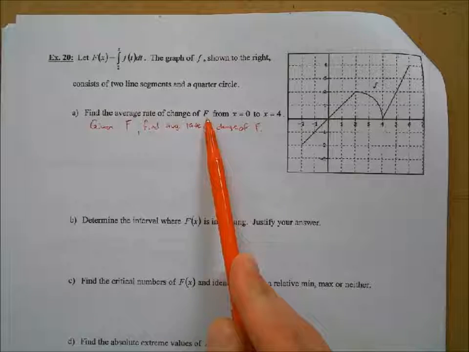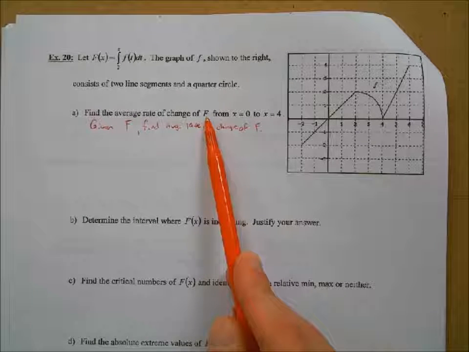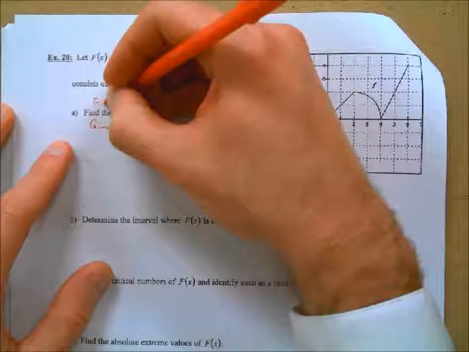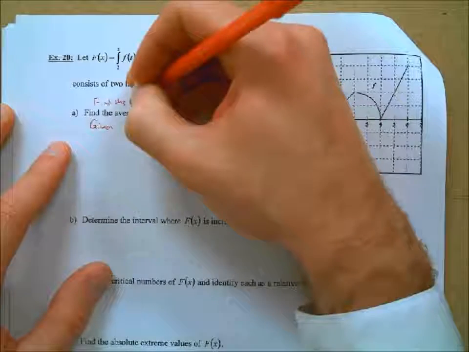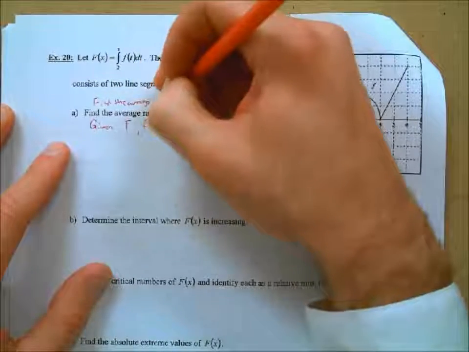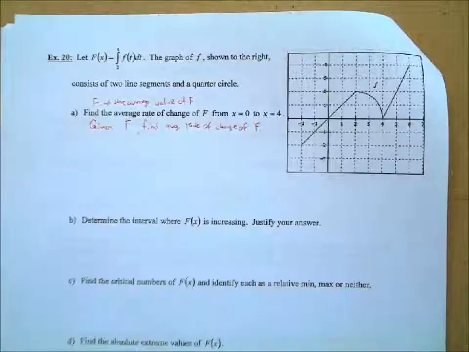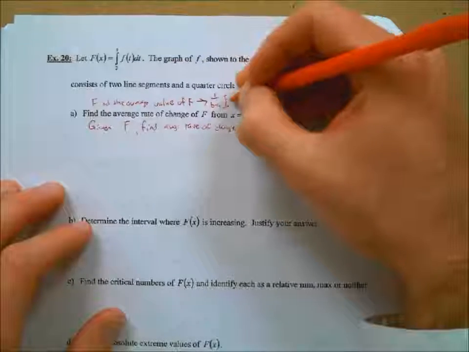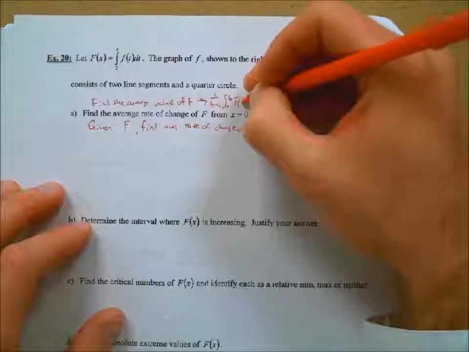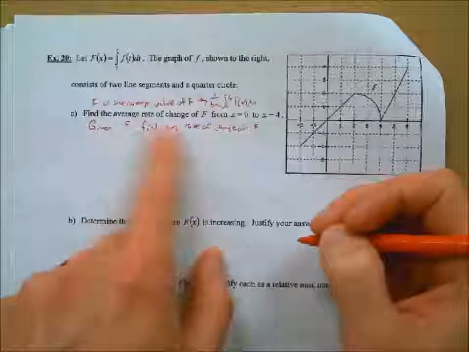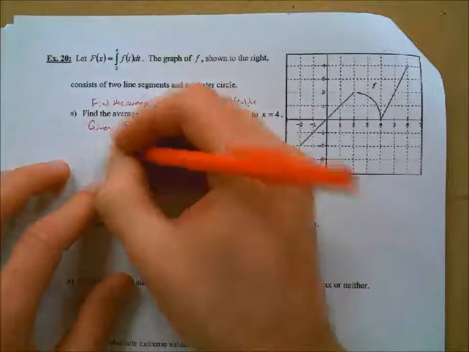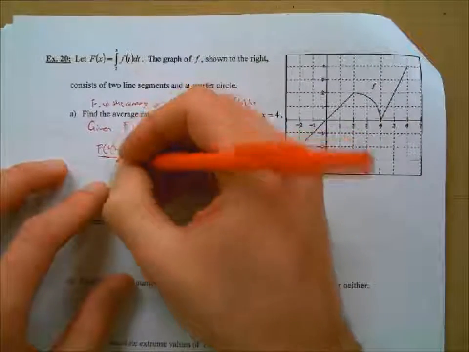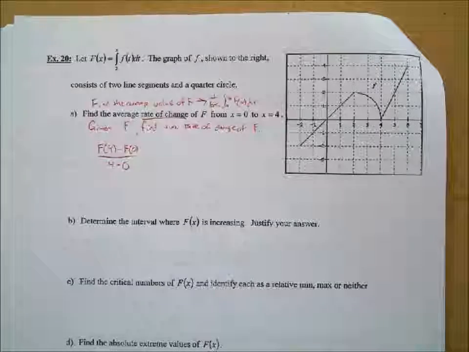How would it be worded if we wanted to find the average value of f? Well, then you would just say something like, find the average value of f. That would lead to the 1 over b minus a integral from a to b of f of x dx. But since we're asked to find the average rate of change, that is F of, in this case, 4 minus F of 0 over 4 minus 0. That is exactly what we want to do here.